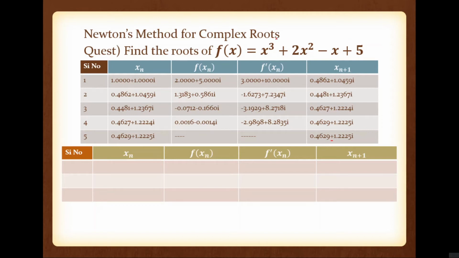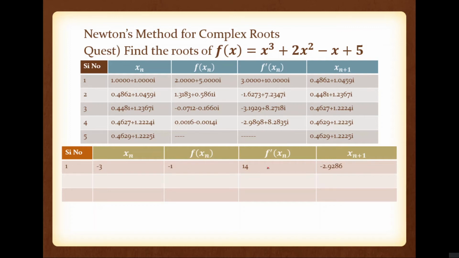Okay. So now if we have these two roots, then as it is a cubic function, what about the third root? Is it a complex root or real root? What is your guess? Real one, yes. So first iteration, minus 3 is the initial value, xn. So if you are substituting minus 3 into this equation, this term will become minus 3 cube plus 2 into minus 3 square minus 3 plus 5. So the value is minus 1. So f of xn is minus 1.